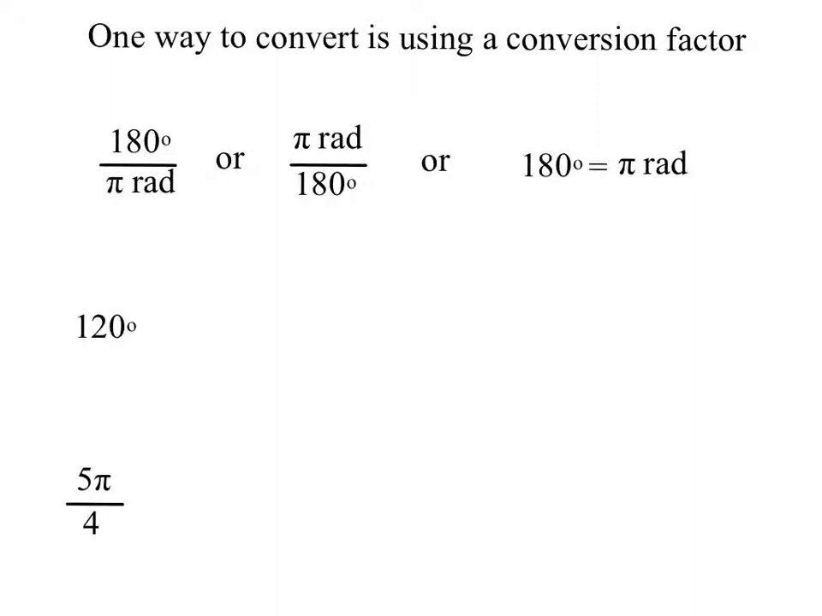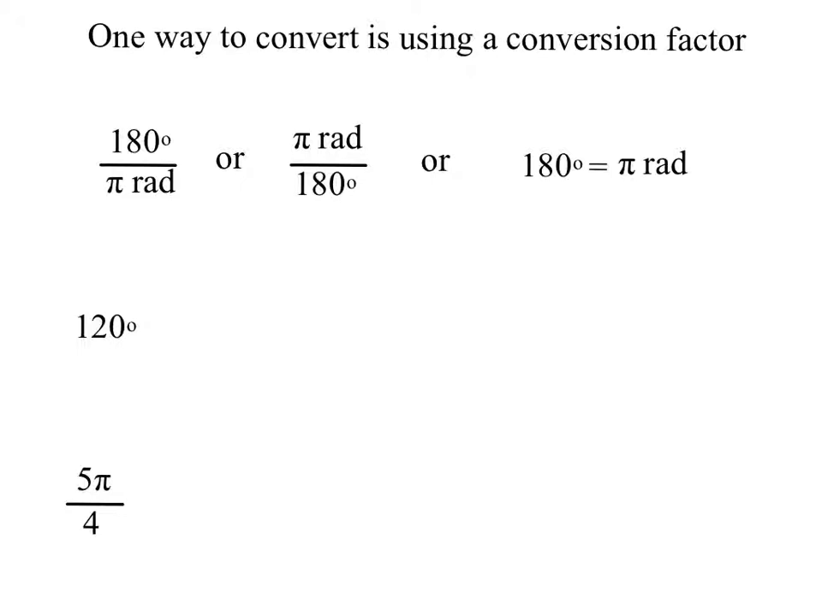So one of the most important things that you need to be able to do, and to do quickly, is to convert between radians and degrees. There are two ways of doing this: a slow way and a fast way. I'll show you the slow way first just to make sure you understand.